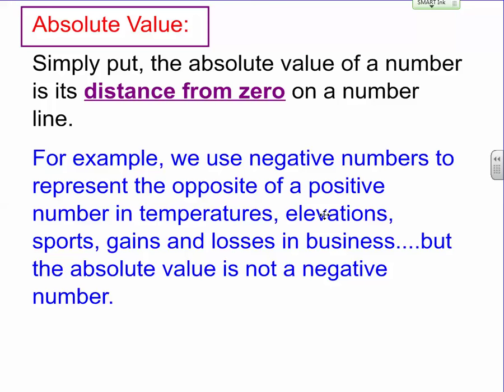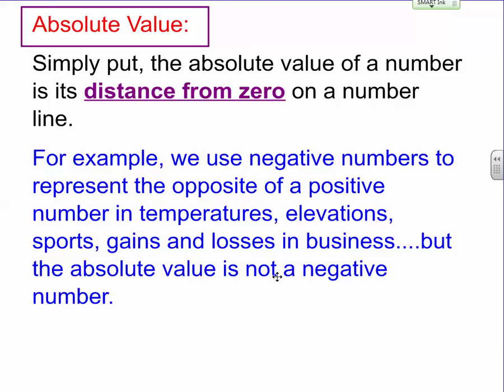Same with elevation. I can have a mountain that's 800 meters above sea level, and I can have a desert that's 200 meters below sea level. But those distances in meters are positive. We just use a negative number to represent that it's down rather than up. Same with sports, gains and losses in business. There's no such thing as a negative euro, but I can use a negative number to represent a loss of euros in a business. But we don't have a bill called a negative euro.